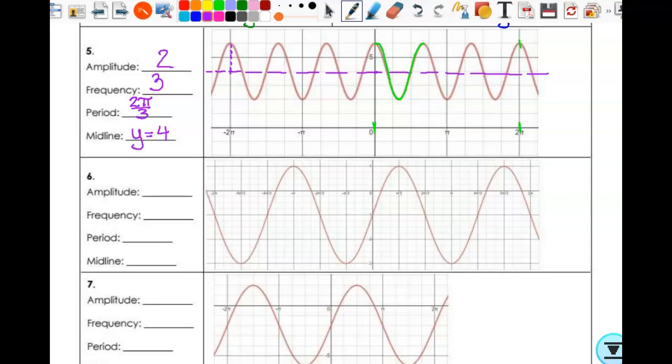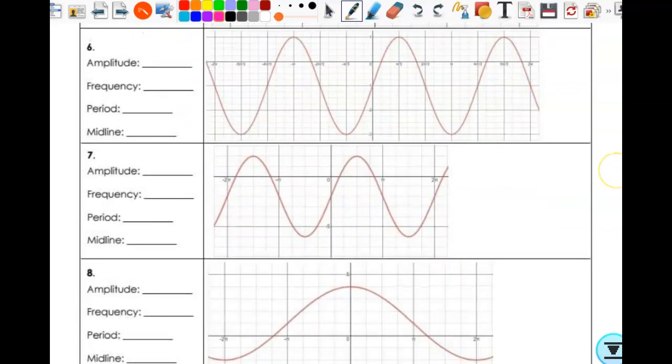All right, let's look at the next one. So let's see, I'm down here. I'll go 1, 2, 3, 4 again. So 2 to get to my midline. So my midline is at y equals what? -1. Amplitude is what? 2. From the midline to the top or the bottom is 2. Okay.